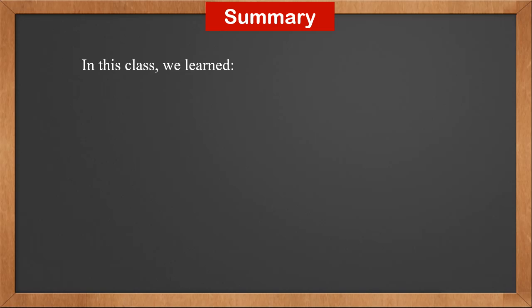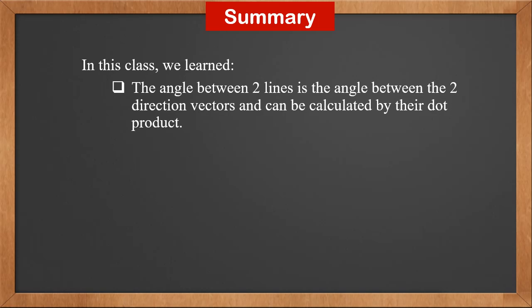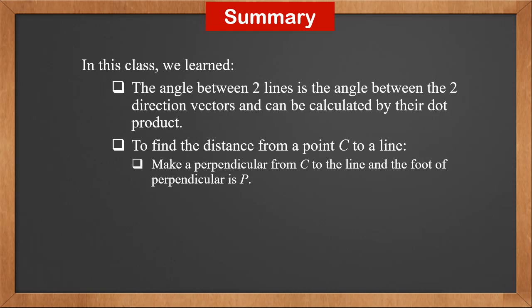In this class, we learned: the angle between two lines is the angle between the two direction vectors, and can be calculated by their dot product. To find the distance from a point C to a line, make a perpendicular from C to the line, and the foot of perpendicular is P.